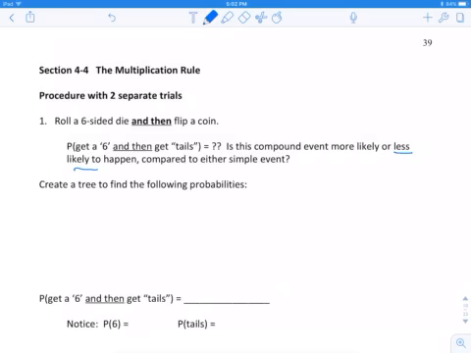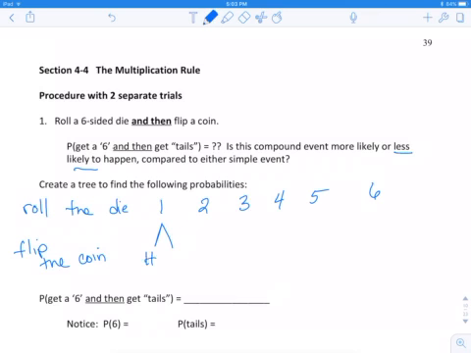Okay, so we're going to first create a tree to find our probability. So when we roll the die, we could get a 1, 2, 3, 4, 5, or 6. And then off of each of those, we're going to put the possibilities for flipping the coin. So off of each of those, we could get a head or a tail.